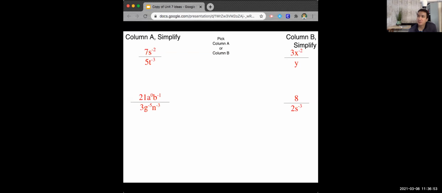So here's a bunch of problems. Notice we have negative exponents now. You can make them positive by moving the power across the fraction bar. We have 0 exponents, and we have just normal numbers too, constants.